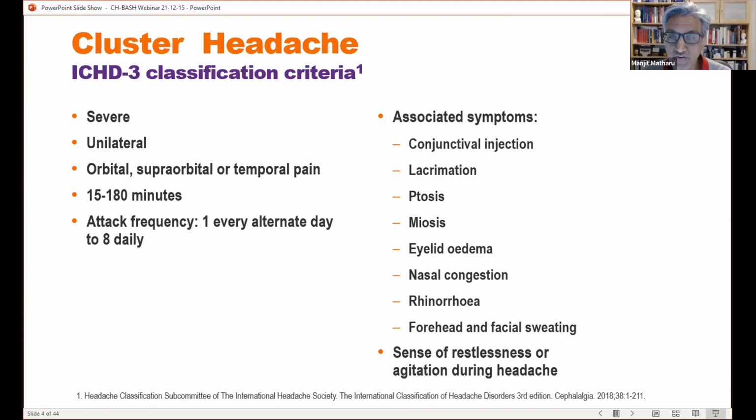By definition, you need to have at least one of the cranial autonomic symptoms, and any of conjunctival injection, lacrimation, ptosis, miosis, eyelid edema, nasal blockage, or rhinorrhea, as well as facial or forehead sweating count. However, if you do not have one of these, then either a sense of restlessness or agitation during the headache is also allowed. And that is pretty much outlining the phenotype that these people tend to be very restless and agitated during the attack because they've got such excruciating pain.